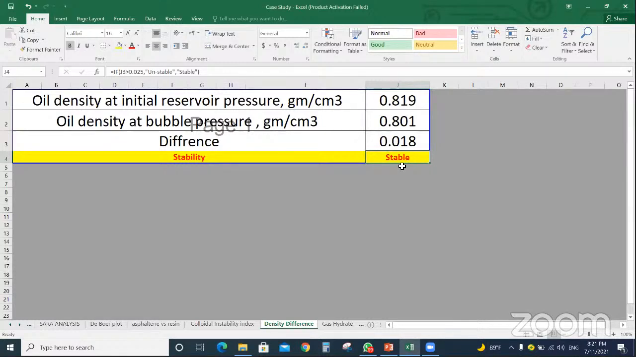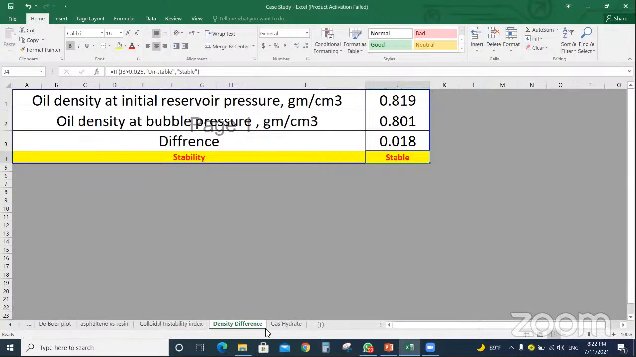So from the four screening criteria, three of them indicate that we won't have any problems due to asphaltene deposition, and only one screening criterion indicates that we will have a problem due to asphaltene deposition. So we can say that there is a very low possibility that we will have asphaltene problems.